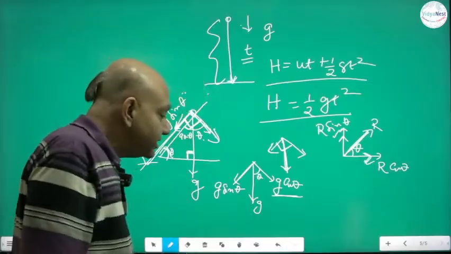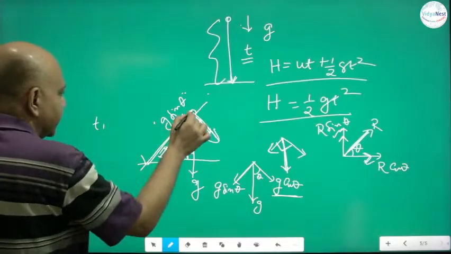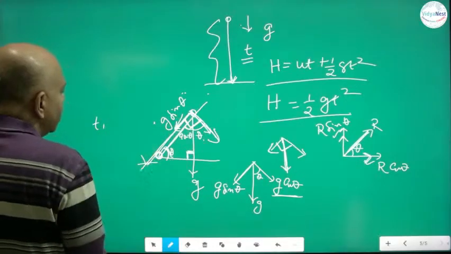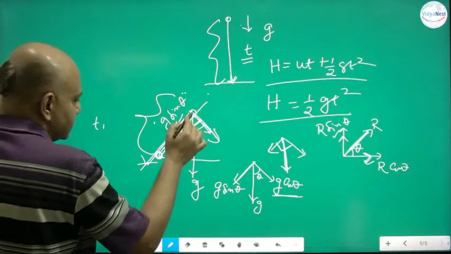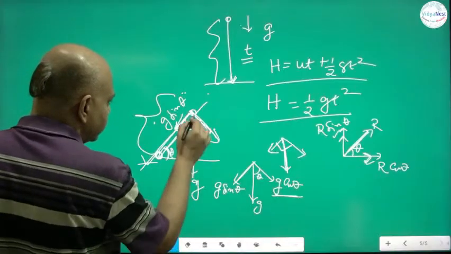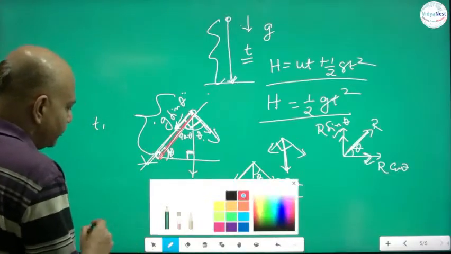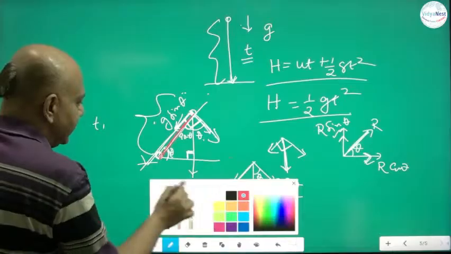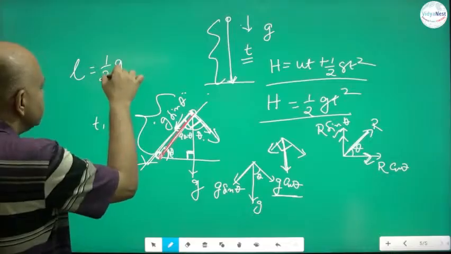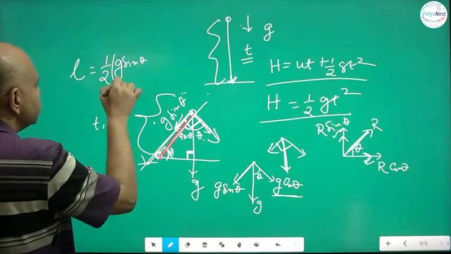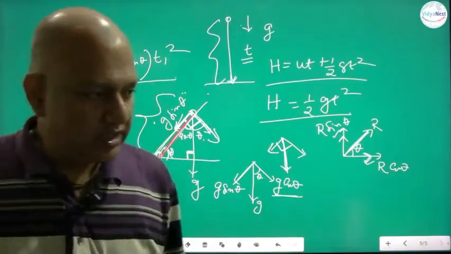Understanding that? So if it moves for a certain time, suppose t1, and comes down to the ground, then the length it has traveled is this much, this much, this much, I'm just showing in red. So in time t, if it is traveling, what is the length? If the length is L, I can write L equals half into g sin theta, because this is the acceleration, into t1 square. Is it clear, Saurabh?